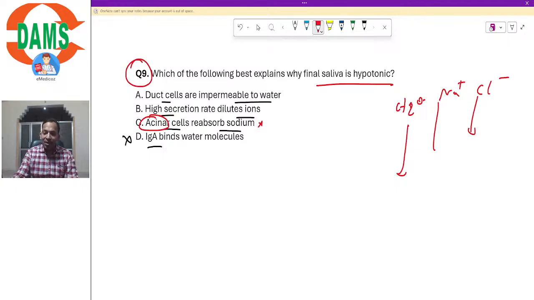Option B, high secretion rate dilutes ions. So however high the secretion rate is, it can only make the saliva isotonic. It cannot keep on secreting fluid till it becomes hypotonic, right? जो ल्यूमेन में हमने देखा वाटर का मूवमेंट हुआ सेल और ब्लड वेसल्स के थ्रू, it can only make this fluid isotonic. This primary saliva can never become hypotonic, isn't it? So you can again rule out option B.